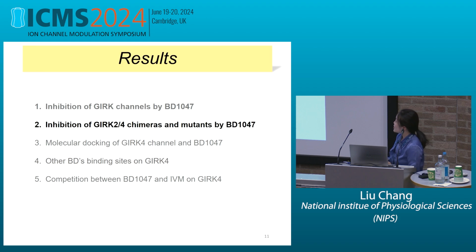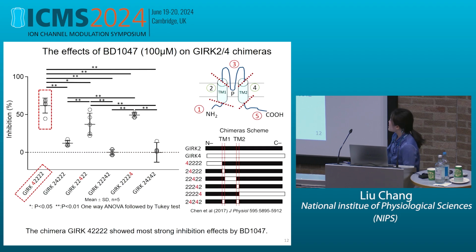Then, as the next stage of the experiment, we are trying to identify the binding site of this BD on the GIRK channel. By taking advantage of the BD's different effects on GIRK2 and GIRK4, we did a chimera study between them. Here, GIRK2 has been divided into 5 parts, and each of these parts has been replaced with the corresponding part from GIRK4. The red letter 4 here indicates this position has been replaced with the GIRK4 region, and thus 6 chimeras have been made.